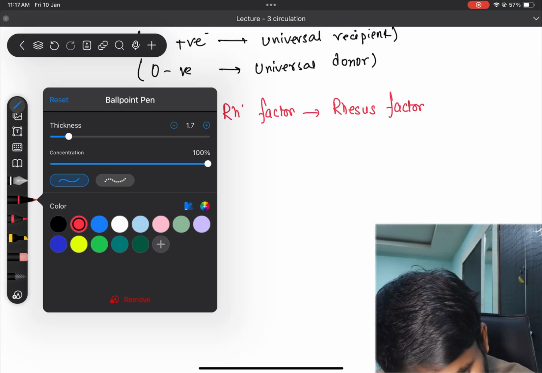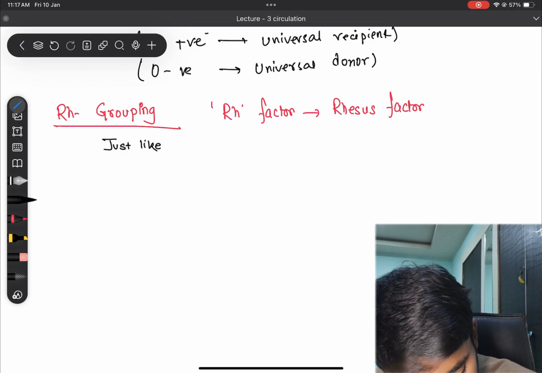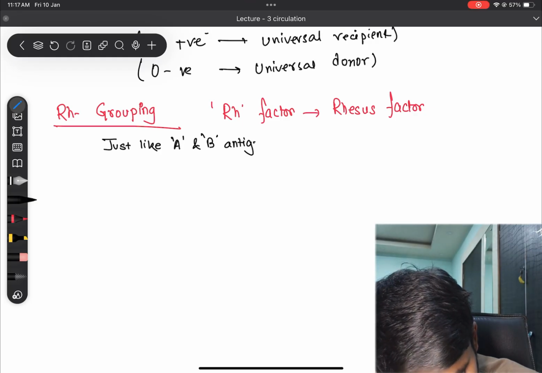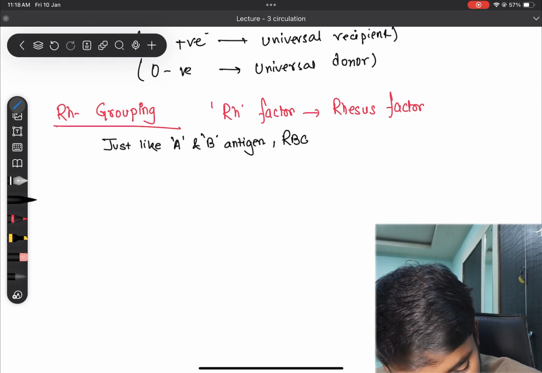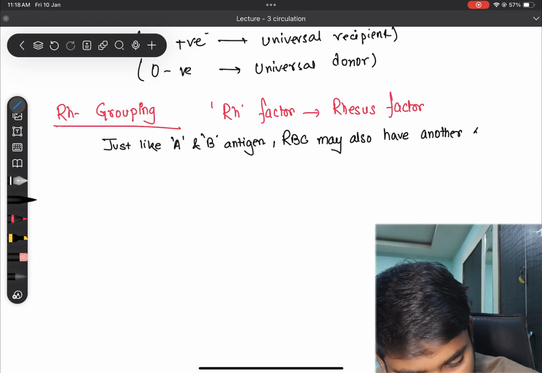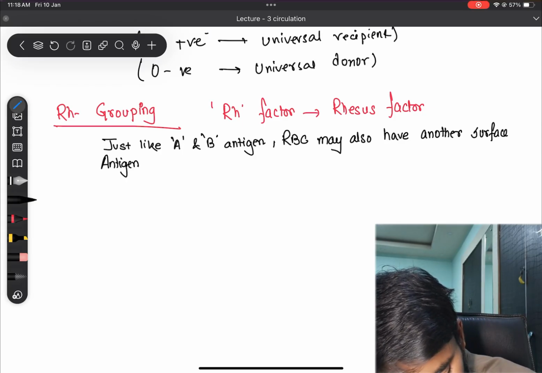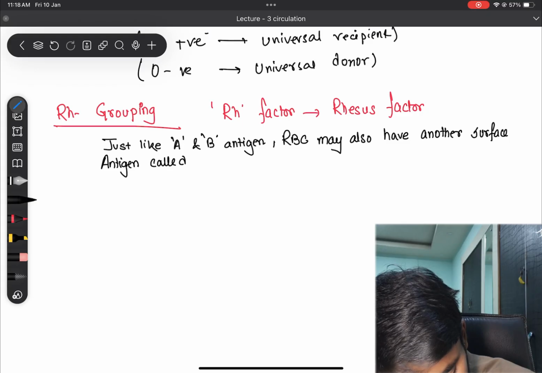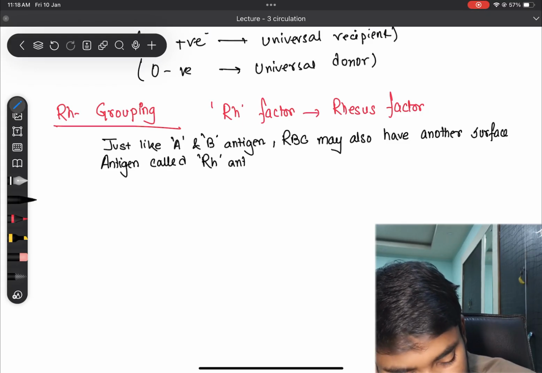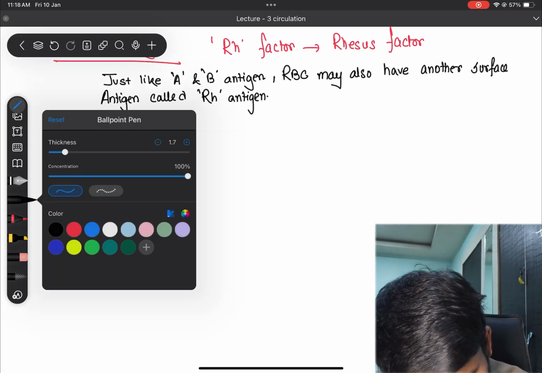Now, just like A and B antigen, RBC may also have another surface antigen called Rh antigen. This is the most crucial part.